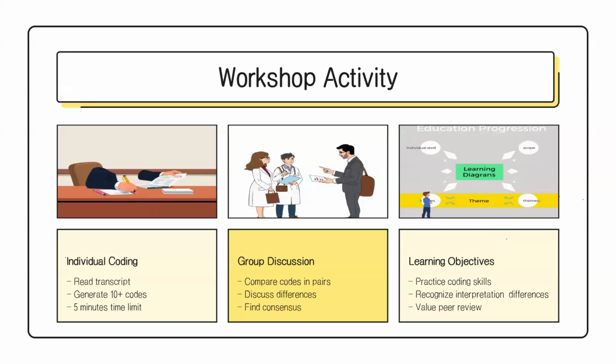We will now do a workshop activity to practice. The goals are to practice coding skills, recognize interpretation differences, and value peer review. We will do individual coding first and then group discussion to compare codes and find consensus. I recommend you do this activity after my lecture with your colleague.